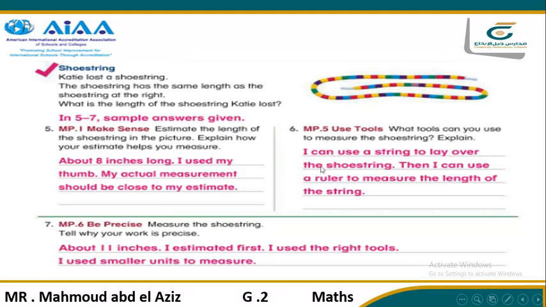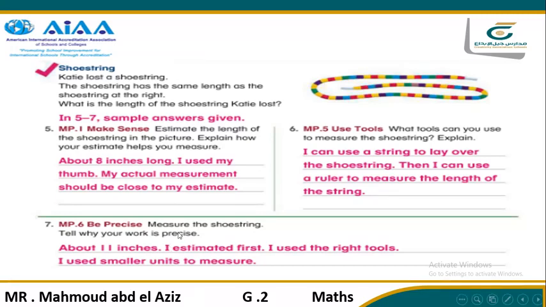You can write here, I can use a string to lay over the shoestring. Why? Because it's a curve, not a straight line. You can't use a ruler right now because it's a curve. That's right. So you can now use a string to lay over the shoestring. Then you can use a ruler to measure the length of the string, like that video you saw before.